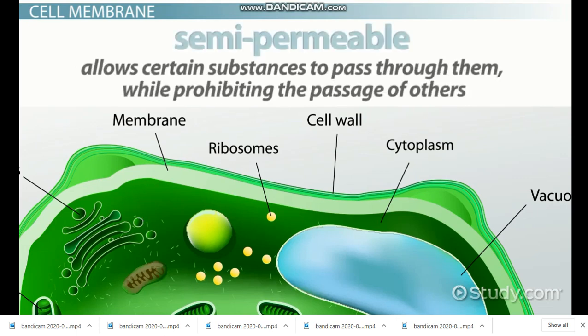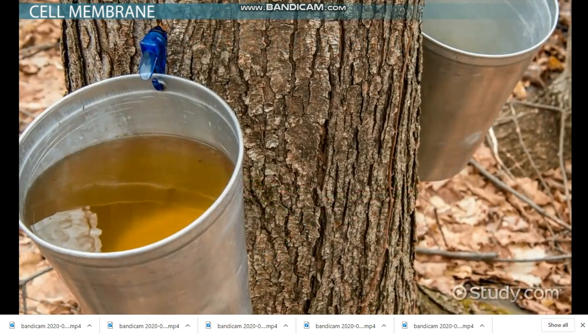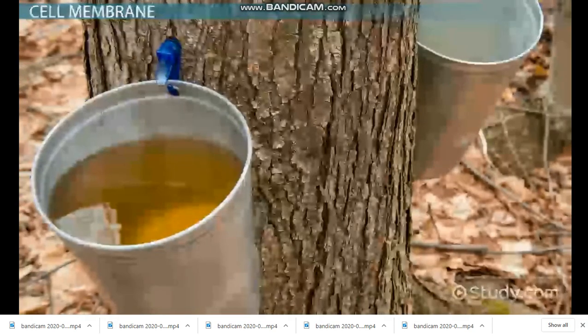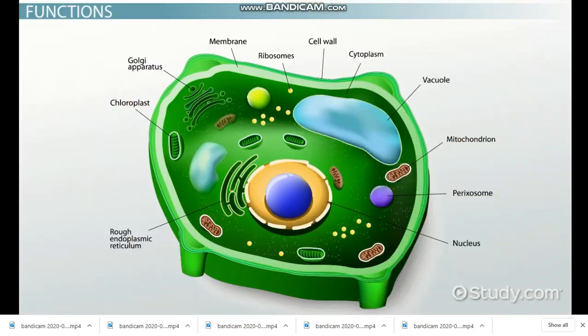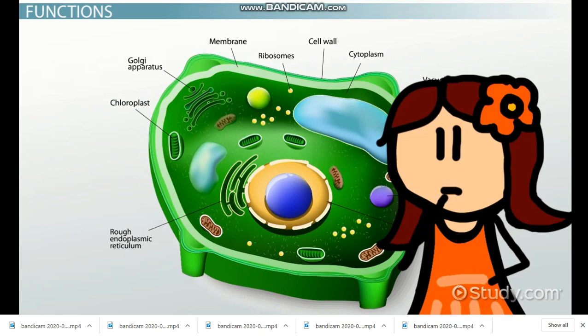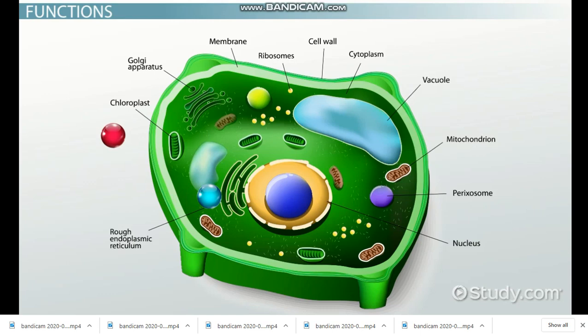To say something is semi-permeable means that it allows certain substances to pass through them, while prohibiting the passage of others. This is how the cells of maple trees secrete the sugars we use for making maple syrup. What do plant cell membranes actually do? Why do they matter? Well, earlier we said that cell membranes are semi-permeable, and that they surround the cell.